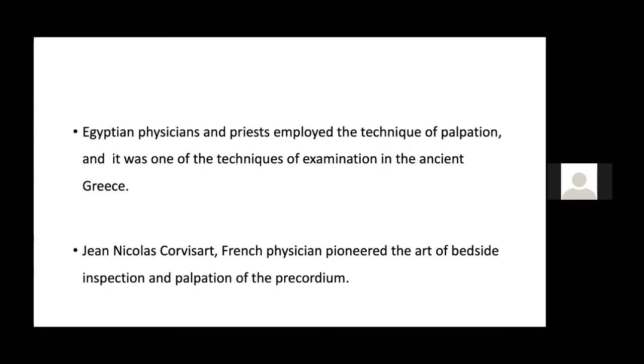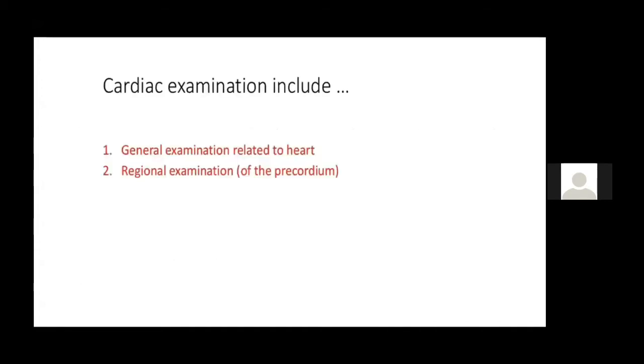However, it is good practice, after a good general examination and after the inspection and palpation, to arrive at a differential diagnosis and conclude what inferences we can take from the inspectory and palpatory findings. The cardiac examination includes a general examination related to the heart and the regional examination. I have already discussed the important general examination in my previous classes, including the JVP and the other head-to-toe findings. So in this class, we will focus more on the regional examination of the precordium.